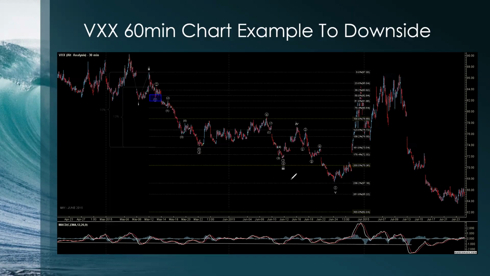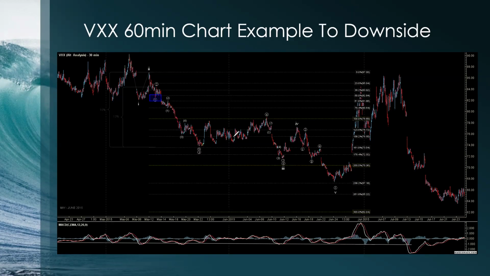This is an example of the VXX. This is a chart to the downside, and again, we can see our wave count on the VXX. So we've got 1, 2, 3, 4, and 5. And again, within this wave structure, we have 1, 2, 3, 4, and 5. All this following our Fibonacci pinball guidelines fairly well here.